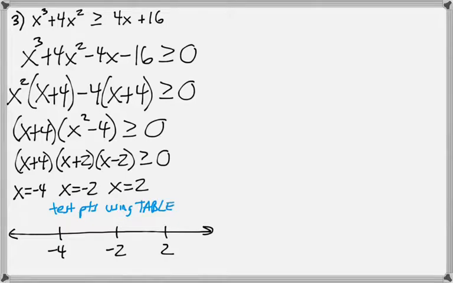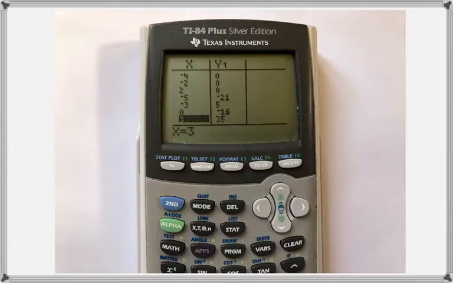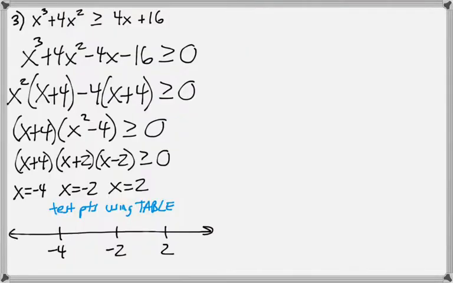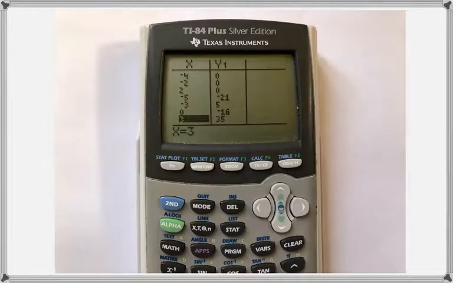If you've gone through number 1, you've already set your table up in the correct mode. First of all, you need to plug the actual equation into your y1. But then once you do that, if you go to the table, so second table, and start entering in your cutoff points, negative 4, negative 2, and 2, you should see that they all equal 0 here. So that is a good check to make sure that you factored correctly and that you have the right cutoff points, because they should always be equal to 0.